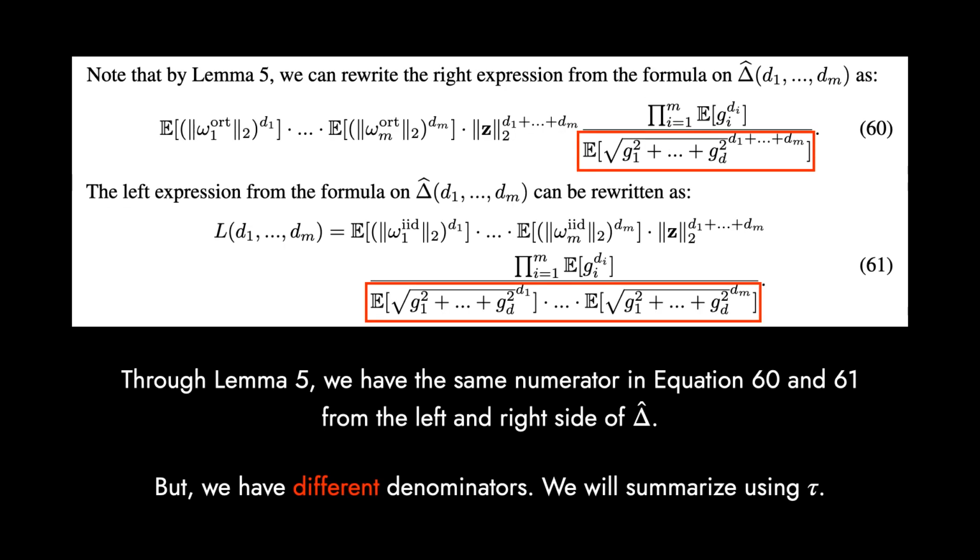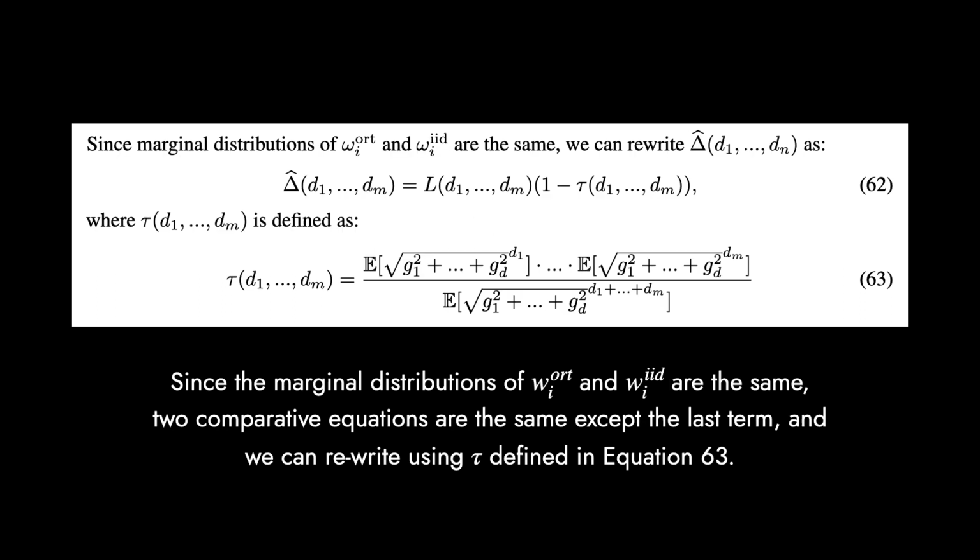Through lemma 5, we have the same numerator in equations 60 and 61 from the left and right side of delta hat, but we have different denominators. We will summarize using tau. Notice that equation 61 can be obtained through a similar arrangement of lemma 5, using a beautiful property of the Gaussian distribution. Since the marginal distributions are the same, the two comparative equations are the same except the last term, and we can rewrite using tau defined in equation 63.